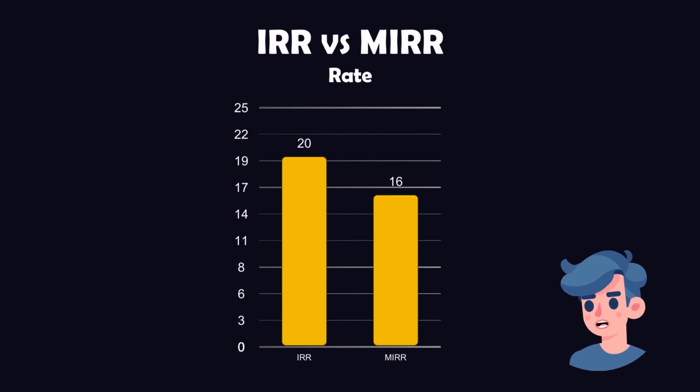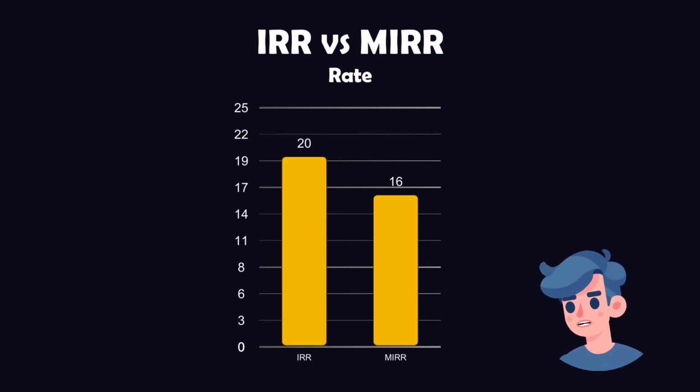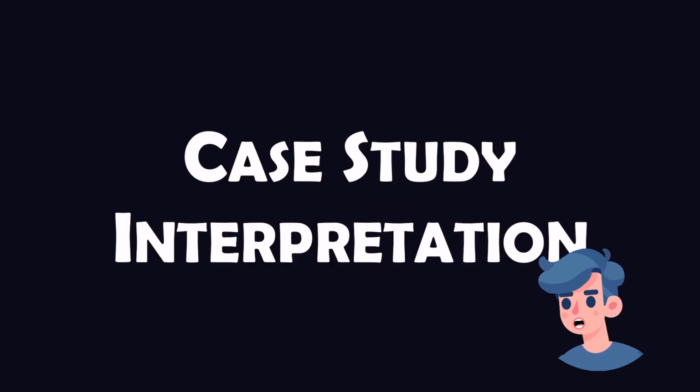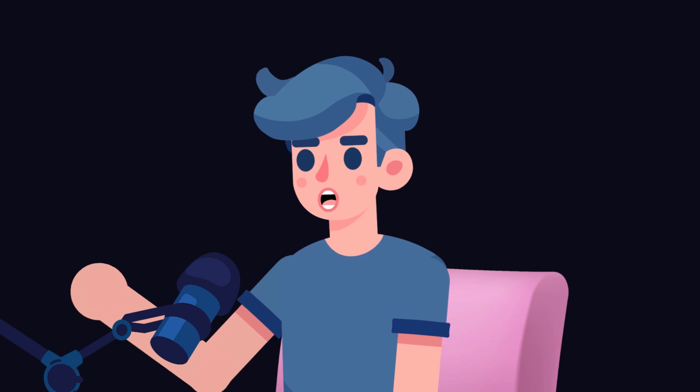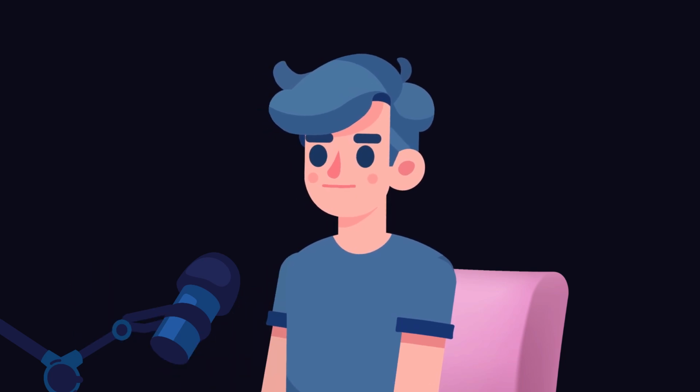To compute MIRR, we assume a finance rate of 10% and a reinvestment rate of 8%. Using the MIRR function, we get a MIRR of around 16.27%. This case study highlights why IRR should not be used in isolation. MIRR provides a more realistic picture by adjusting for varying finance and reinvestment rates.